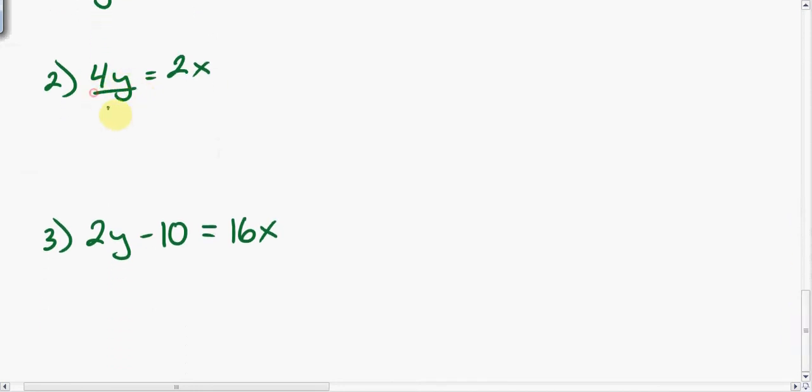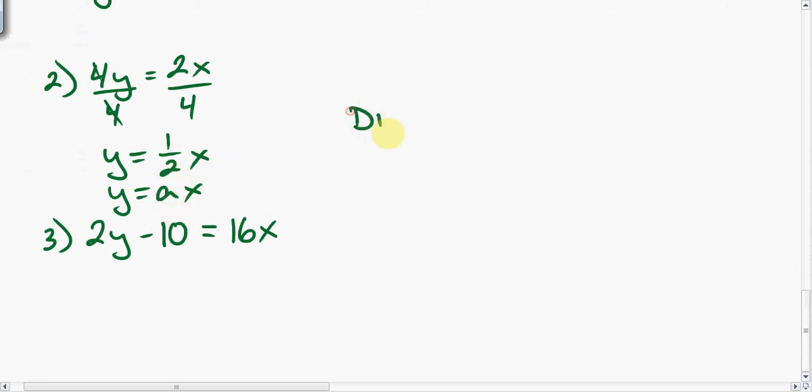So I'm going to divide both sides by 4. And I can see I've got y equals 2/4 or 1/2 x, because the 4 is canceled here. Is this direct variation? Does it take the form y equals ax? It definitely looks like it, and it looks like my value of a is 1/2. So again, yes, this equation represents direct variation.